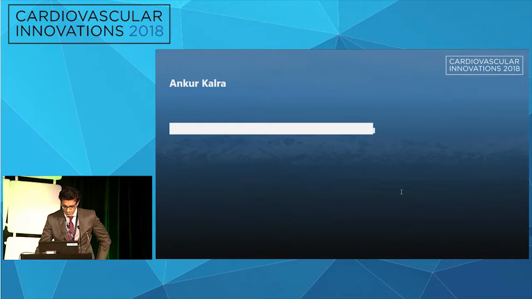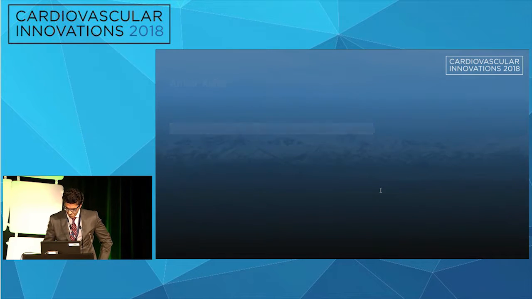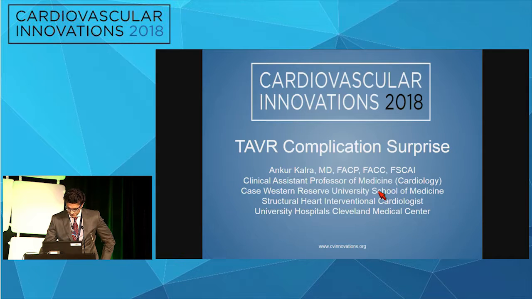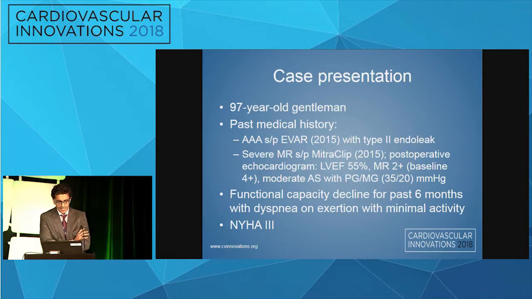So, moving on to the presentation. I was given the headline of TAVR complication surprise, and I'm not sure it was that much of a surprise in retrospect, because, hindsight, it's 2020. Our case is a 97-year-old gentleman with a past medical history of abdominal aortic aneurysm, status post endovascular repair in 2015, complicated by a type 2 endoleak. He had severe mitral regurgitation and was treated with transcatheter mitral therapy with a MitraClip device in 2015.